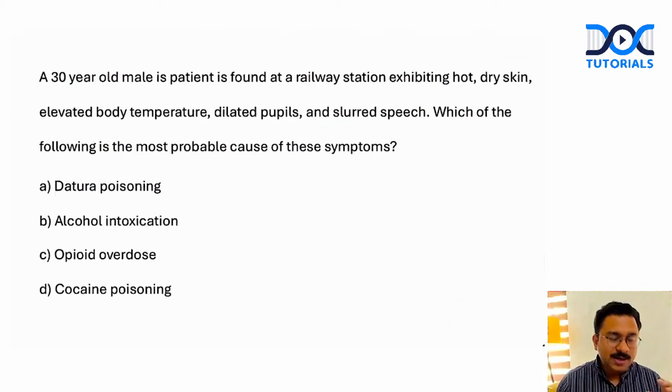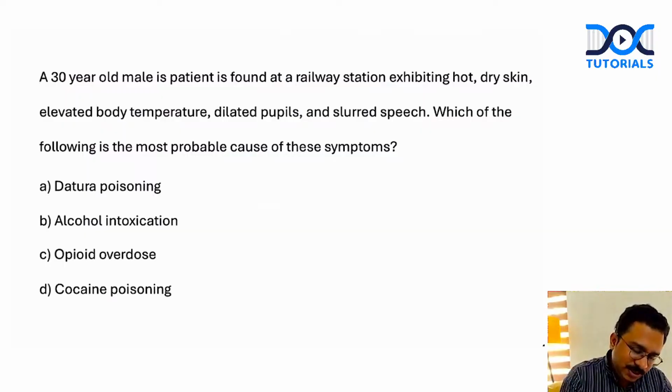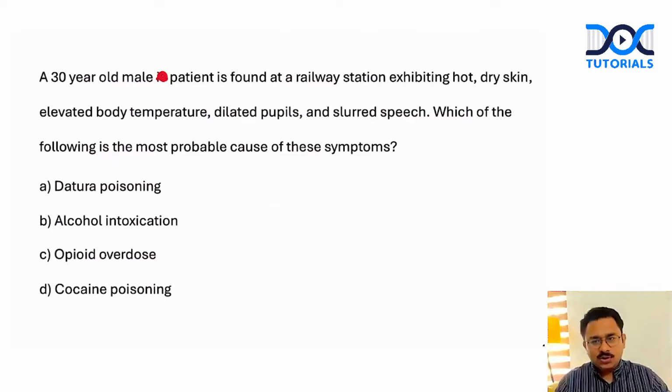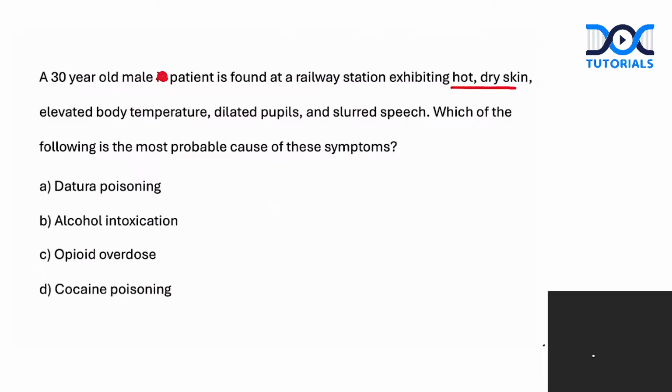Coming to the next one: a 30-year-old male patient is found in a railway station. He was found lying in a railway station, exhibiting hot, dry skin, elevated body temperature, dilated pupils, and slurred speech. Which of the following is the most likely cause of the symptoms?